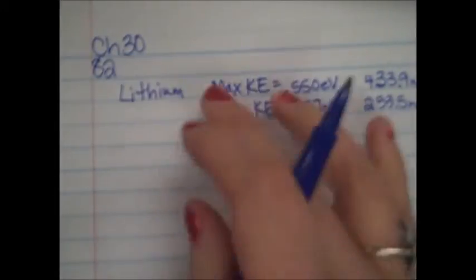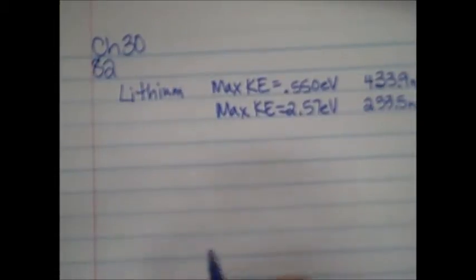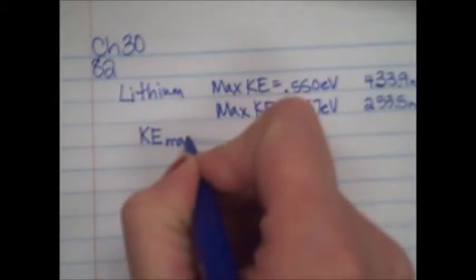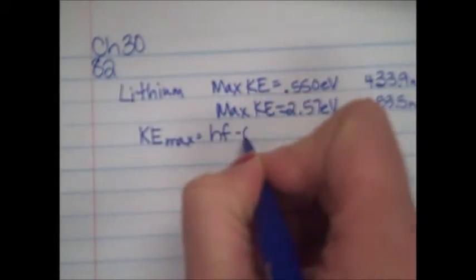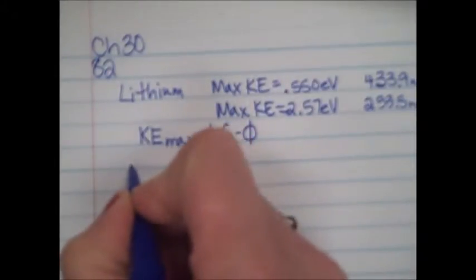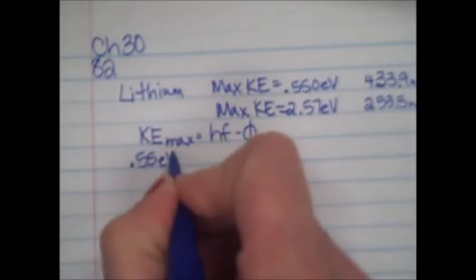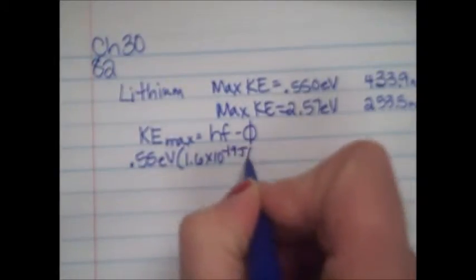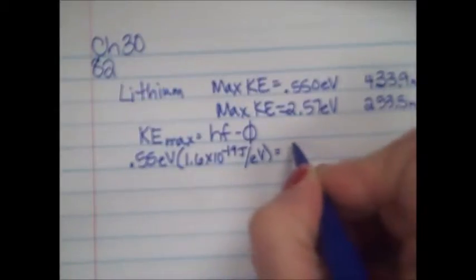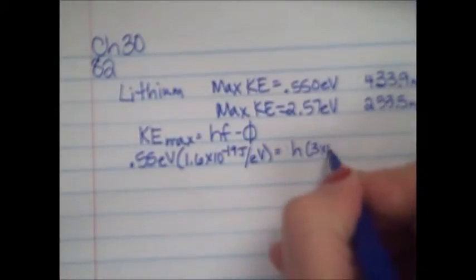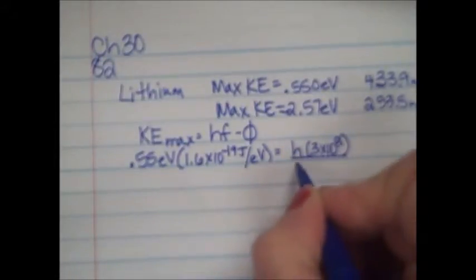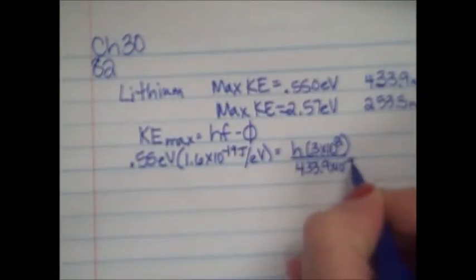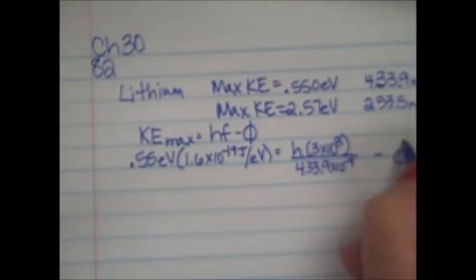So I have two different sets of data, so I can set up two equations with two unknowns using KE max equals hf minus phi. So 0.55 electron volts, converting with 1.6 times 10 to the minus 19 joules per electron volt, will equal hc over lambda minus phi, the work function.